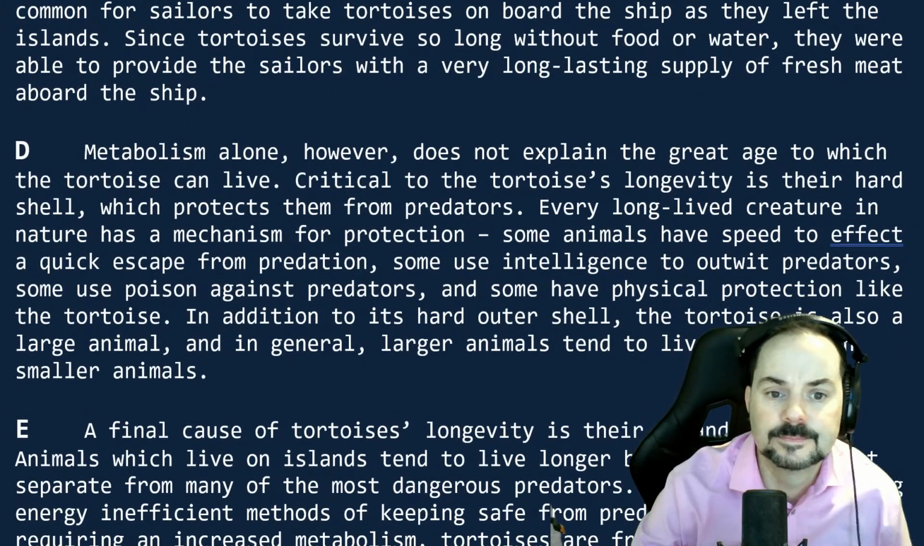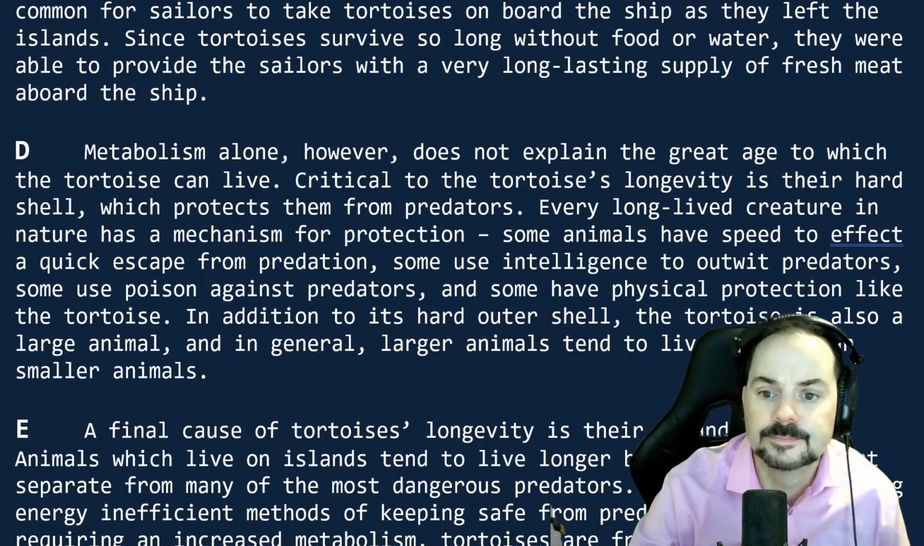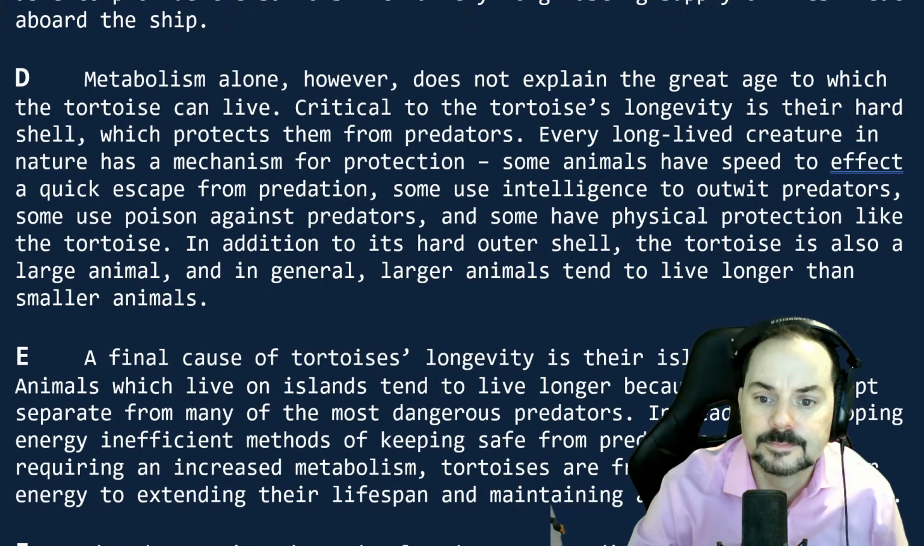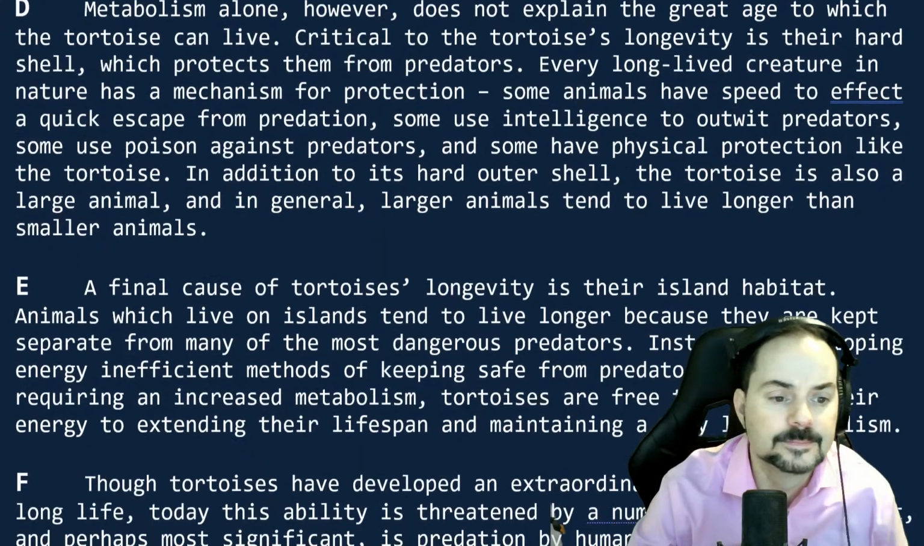Metabolism alone, however, does not explain the great age to which the tortoise can live. Critical to the tortoise's longevity is their hard shell, which protects them from predators. Every long-lived creature in nature has a mechanism for protection. Some animals have speed to effect a quick escape from predation. Some use intelligence to outwit predators. Some use poison against predators. And some have physical protection, like the tortoise. In addition to its hard outer shell, the tortoise is also a large animal, and in general, larger animals tend to live longer than smaller animals.